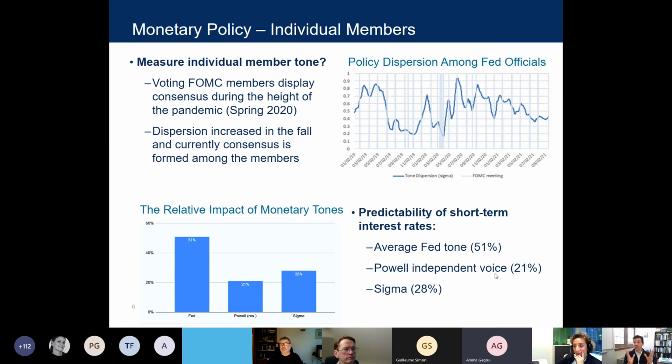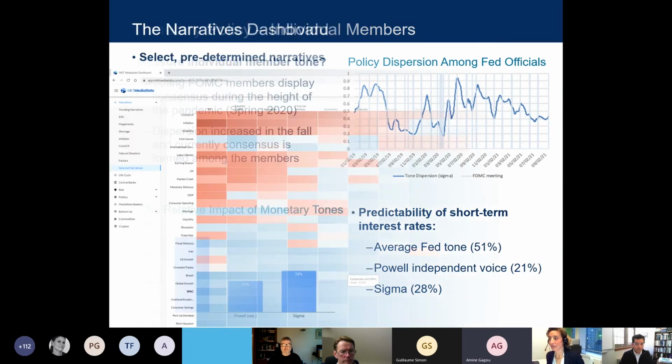So I think this is just showing you one example where you can use the media to better measure things like monetary policy on an ongoing basis. But why look at just monetary policy? There's a ton of different narratives and themes that we can look at.